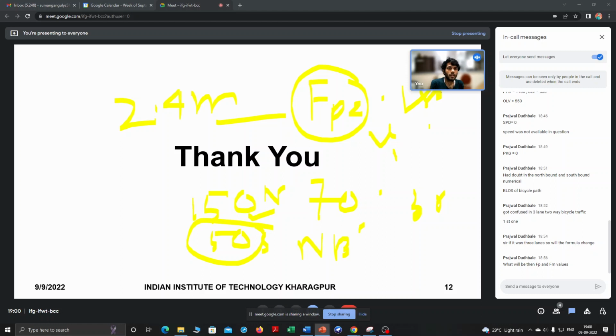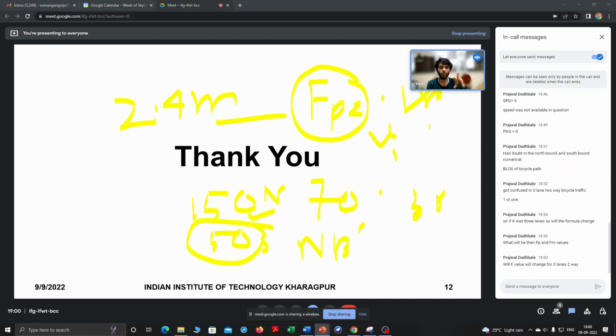Because ultimately, if you are traveling along the northbound, and you have more traffic in the northbound, then also you will face the hindrance from the southbound as well as the northbound, right? So we are calculating both the things. 3 lanes, 2-way, F value will change. F value is depending on what? F value is depending on the volumes.